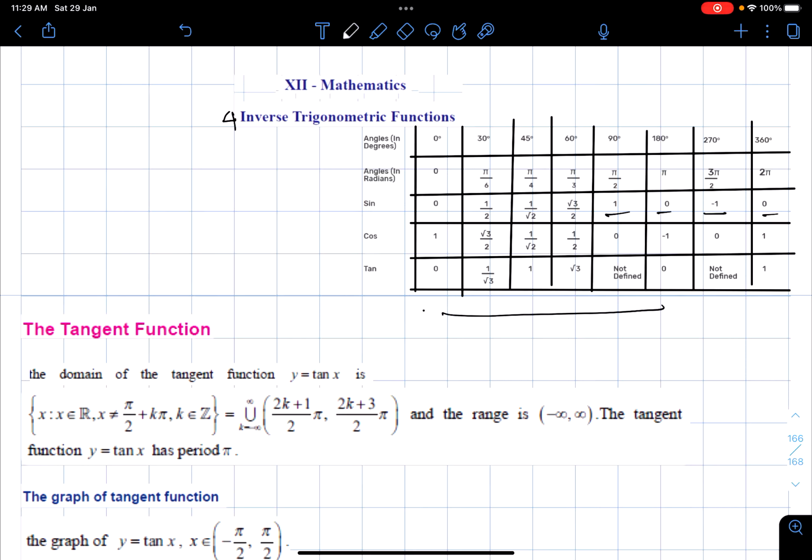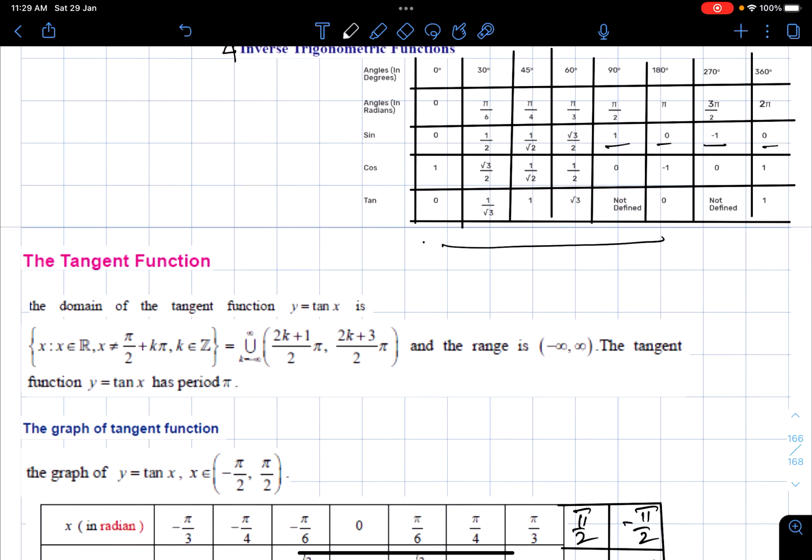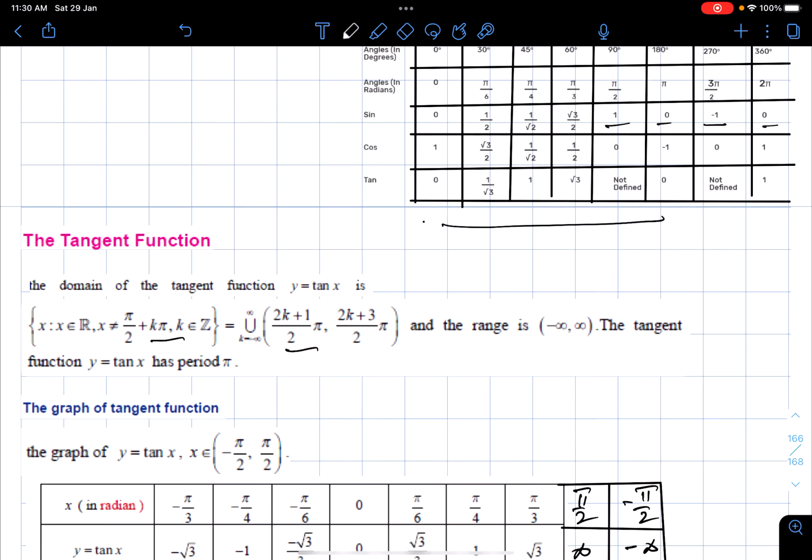Today we are going to see the tan function y equal to tan x, and here they have given us the domain of the tangent, and you will understand why it is so as we go into the session. The range is minus infinity to infinity, and the tangent function y equal to tan x has a period of pi.